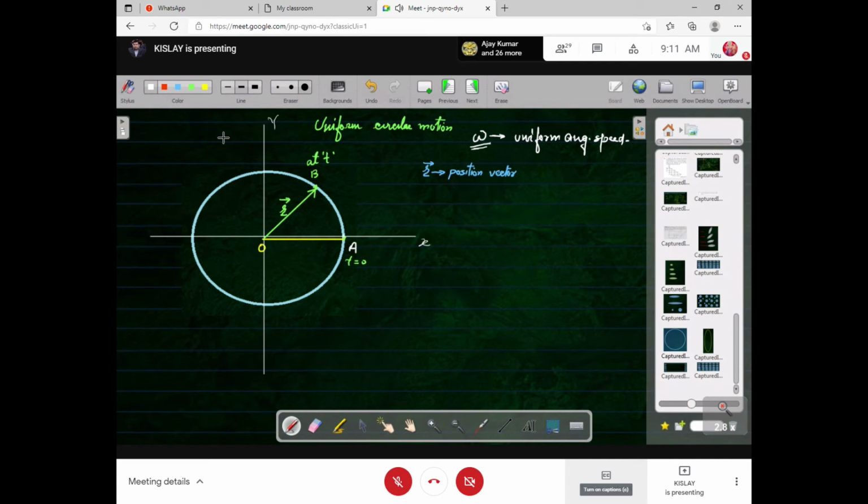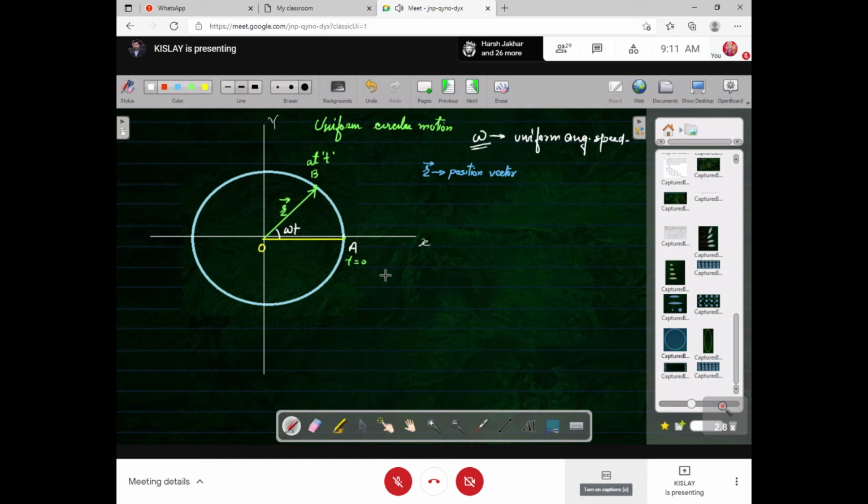In time t, since the speed is uniform, the angle formed at the center is theta, and theta will be equal to omega into t. Tell me whether it is clear or not. I'm just repeating: the object starts from A and reaches B with a uniform angular speed omega. Then omega into t is the angle formed at the center in time t.